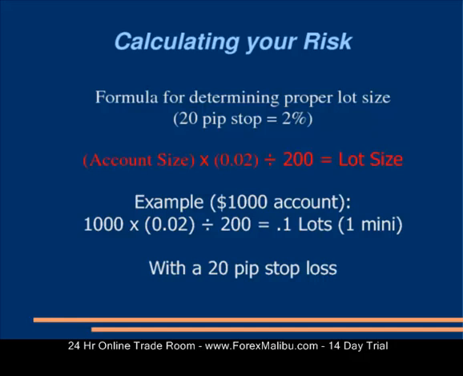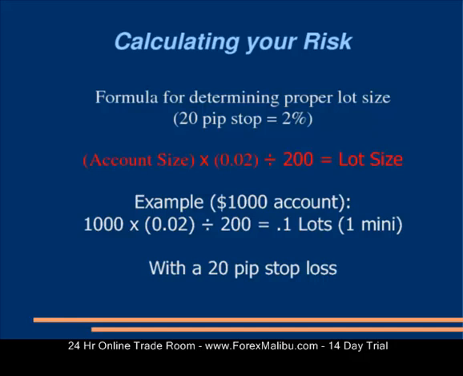Okay, so 20 pip stop, 2%. Our account size multiplied by the risk, which is 2%, divided by 200. Now, this 200 is the dollar amount, basically, of one lot on 20 pips. So if you were doing a 30 pip stop, you would make this 300.